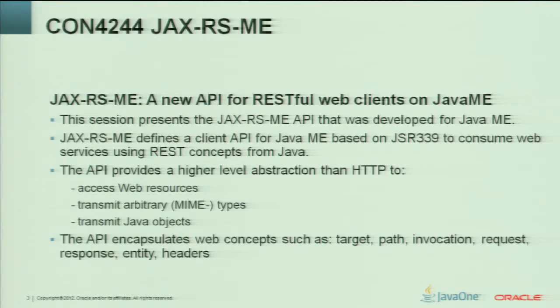We provide a higher level abstraction than HTTP to access web resources, to transmit arbitrary MIME types between a client and a server, and to transmit Java objects, actually. We encapsulate web concepts such as a target, a path. We do invocations, we have a request. We talk about responses, entities, and headers.